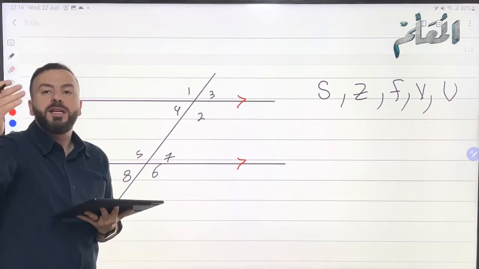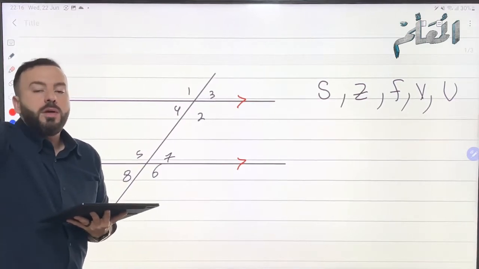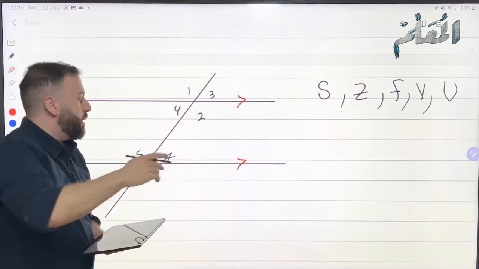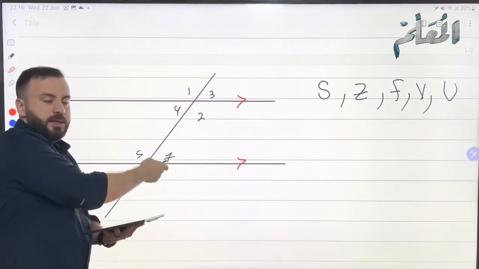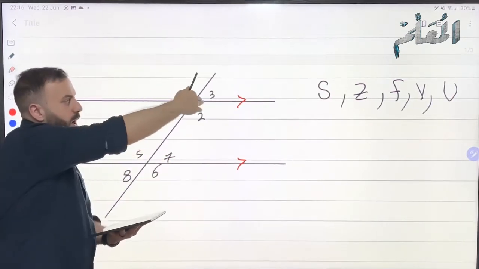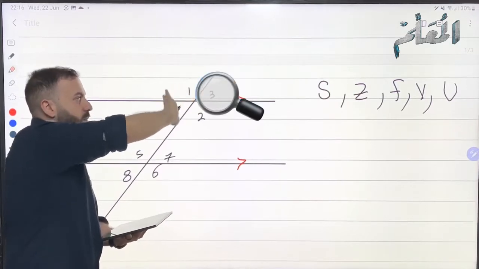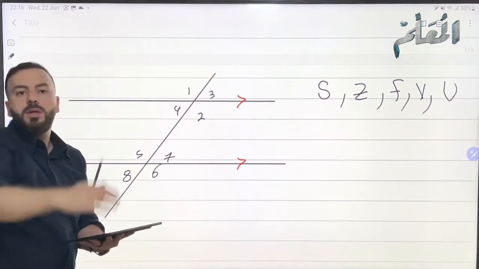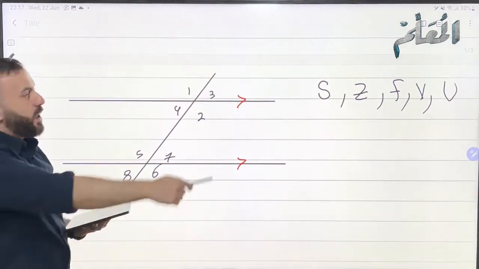Correspond means in the same place but in another area, or another region, or another place. But it's taking the same shape of mine, which means like I am in angle 7. What is the corresponding angle? Which is 3. It's taking the same position but different area or different place. Okay, that's the alphabet F.